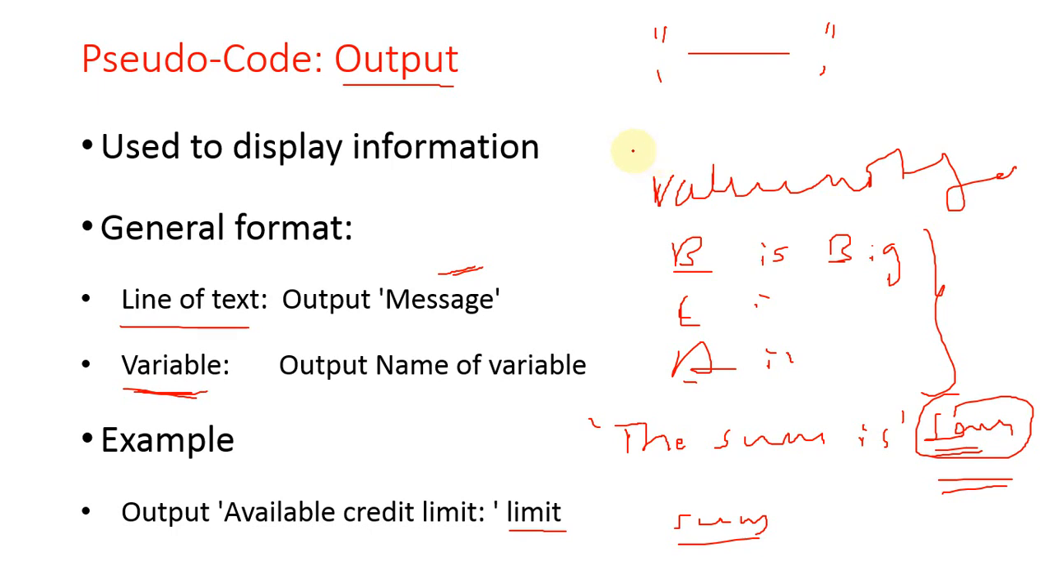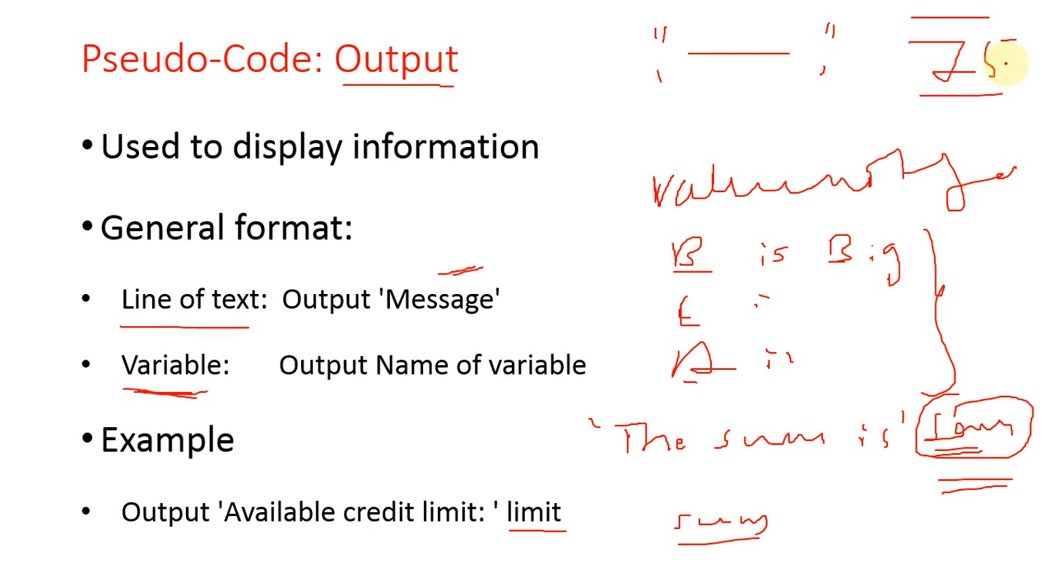Output: available credit limit is... Most of the time if you display just 75, you will display 75. What is this 75? We cannot understand. It may be the output. Output is 75. This is the general format. But what exactly is 75? 75 is the sum. What exactly is 120? 120 is the factorial value of a number. What exactly is 12.76? It is the area of a circle. The area of the circle is 12.76.